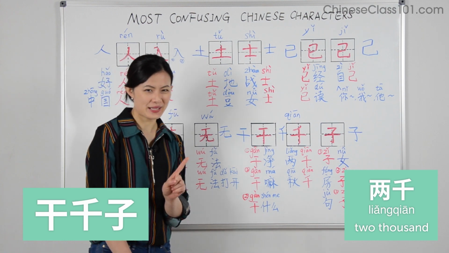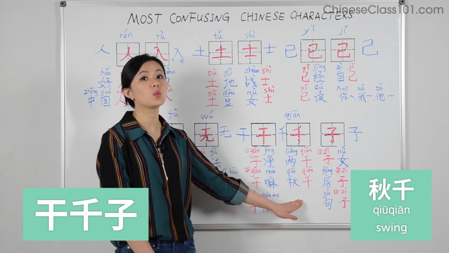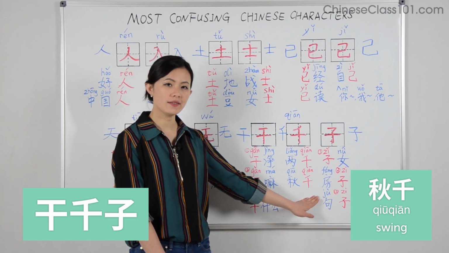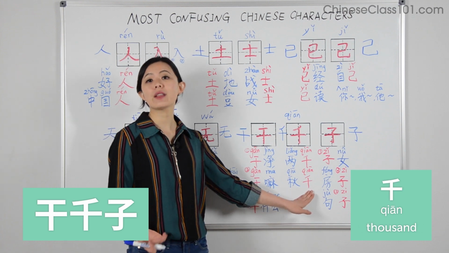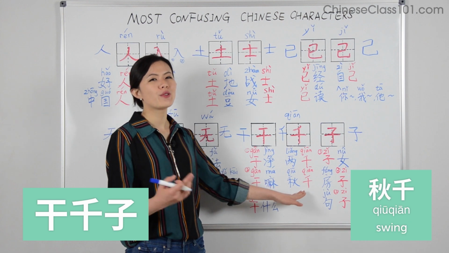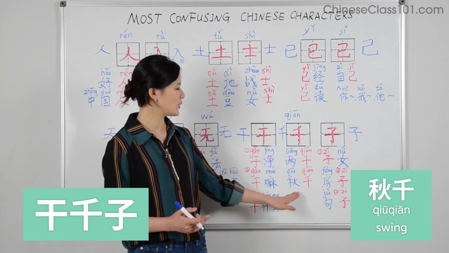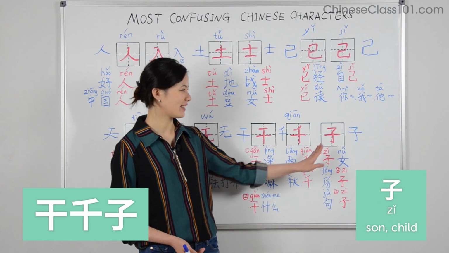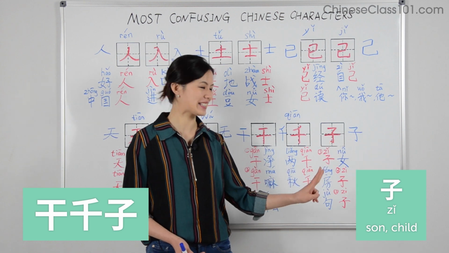But there's one exception, which is right here. 秋千 together means swing. 秋千, swing. 秋 means fall or autumn, and 千 means 1,000. So somehow, fall 1,000 or autumn 1,000 together means swing. 秋千.